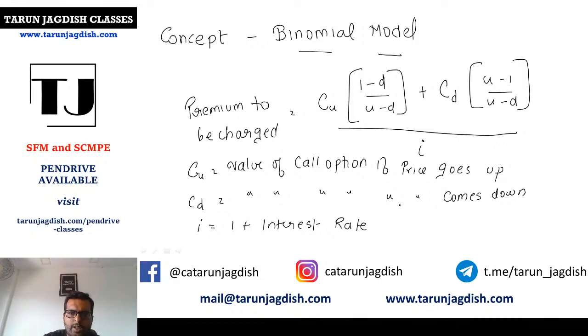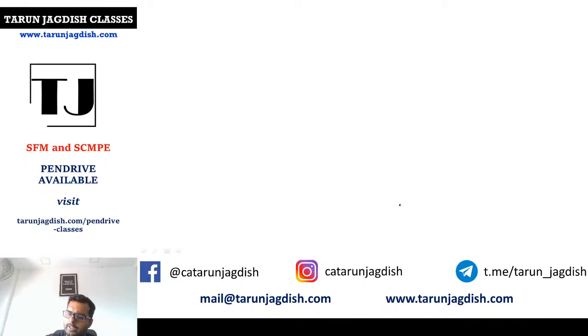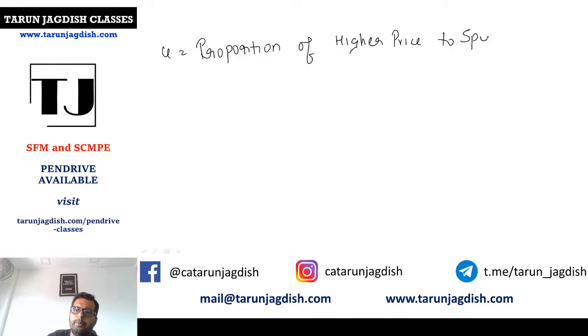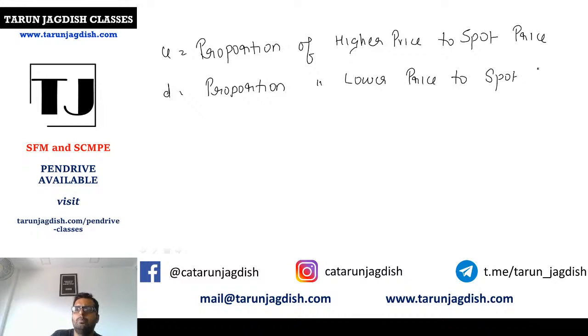Alright friends, if you have put up till here, the next word is U. U is basically the proportion of the higher price to the spot price, whereas D is the proportion of lower price to the spot price. Alright, can you please write down till here in your books now?